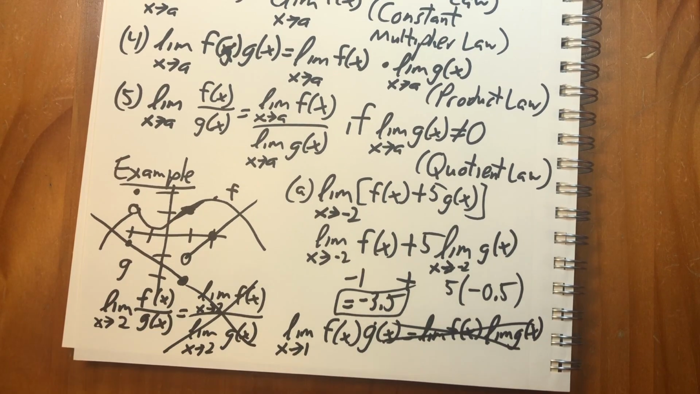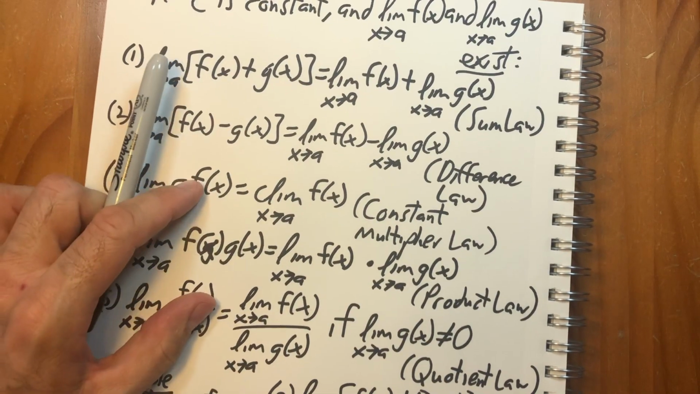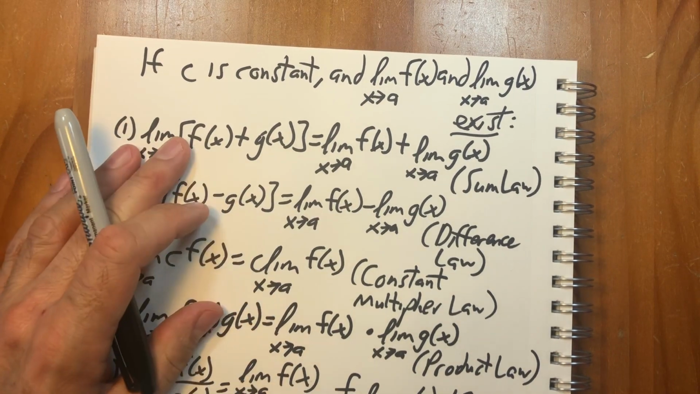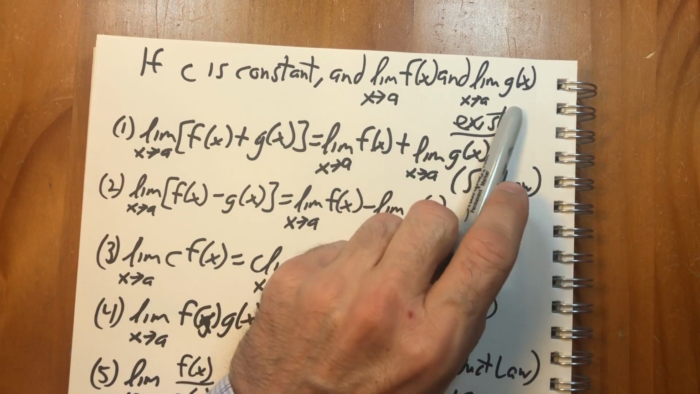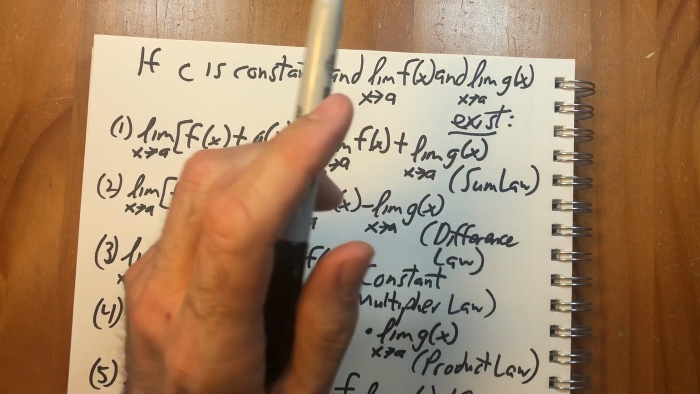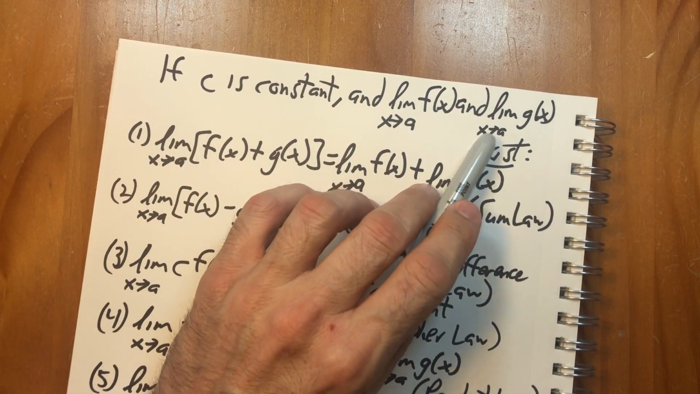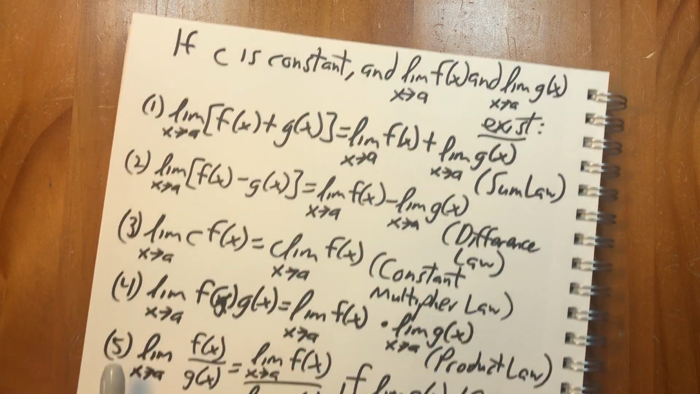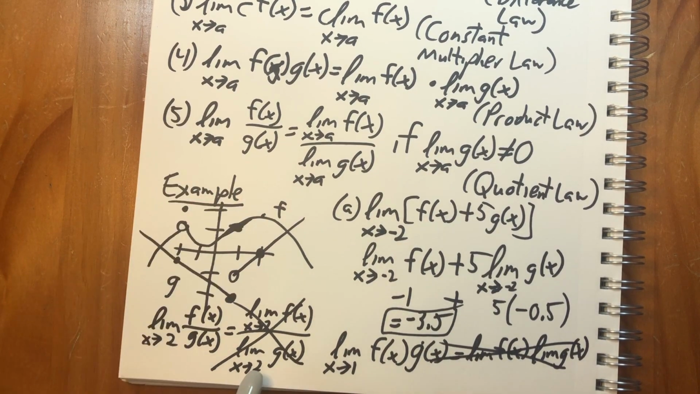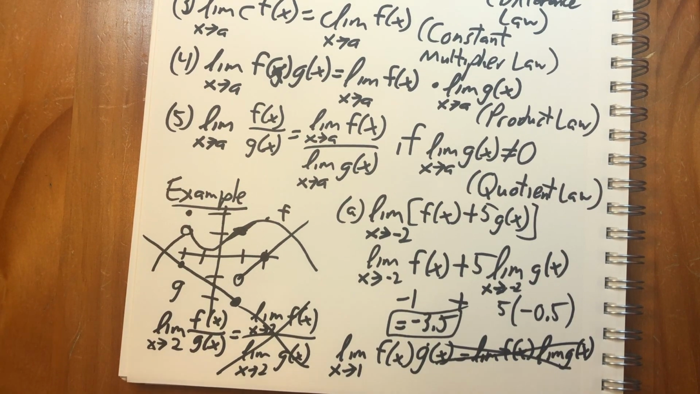So the point of these examples is just that there are conditions on these rules. Don't be too casual about using them, because you need to make sure that the conditions are met, meaning that the limits of both f and g have to exist at a, and the limit of g for the quotient rule can't be 0.